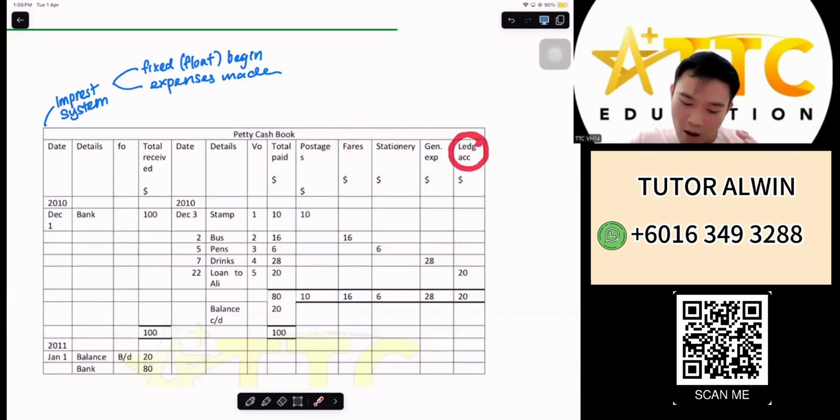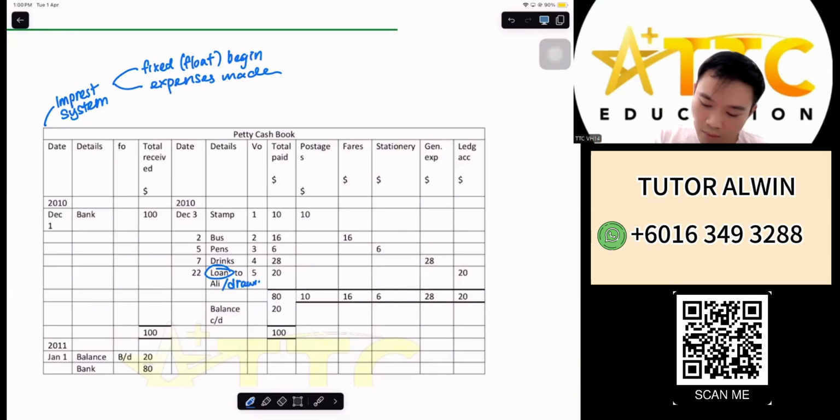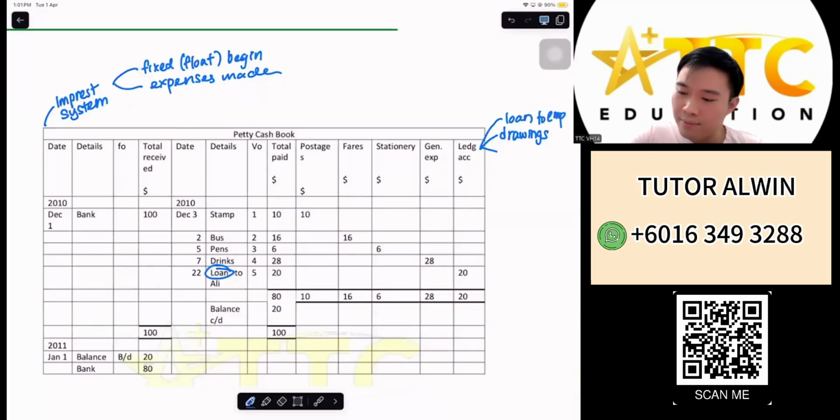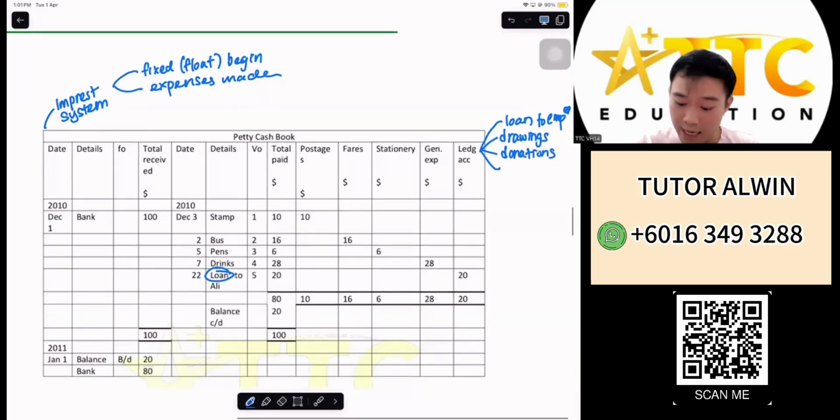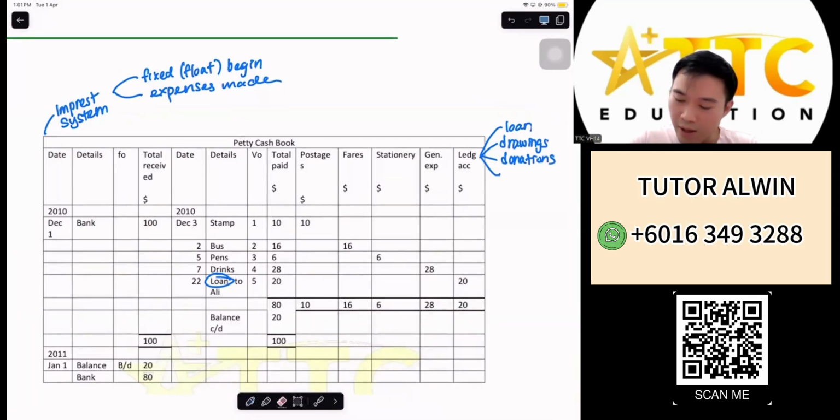And then we also have our ledger account. Normally the ledger account will cover, here we have loans. Other than loans, we could also have drawings. Let me write other items over here. It can be a loan, or drawings made by the owner. Well, it should not happen though, drawings, it's very little. Loan to whom? Normally a loan to an employee. And then it can also be a donation to an old folks' home, or anyone who comes to your office to ask for any kind of donation. That sometimes happens.